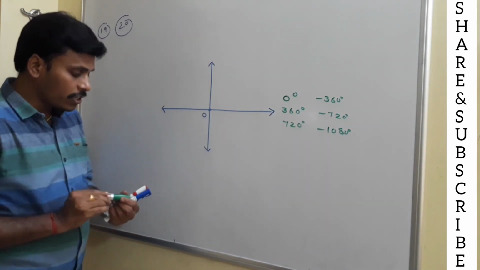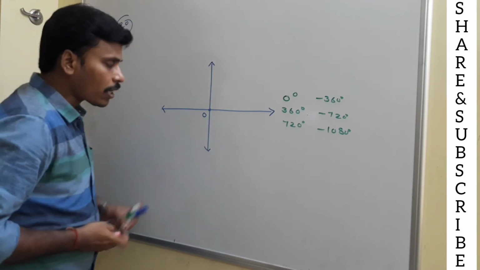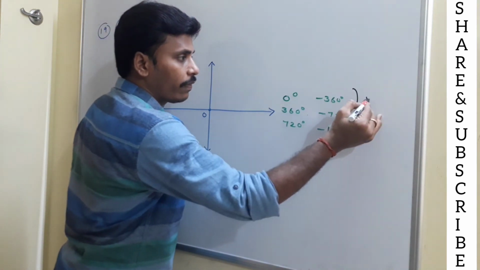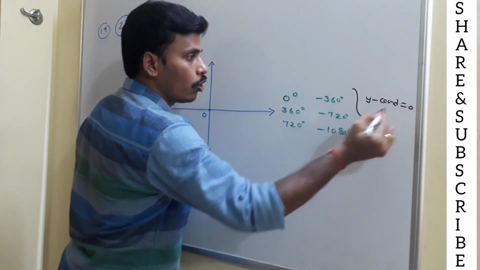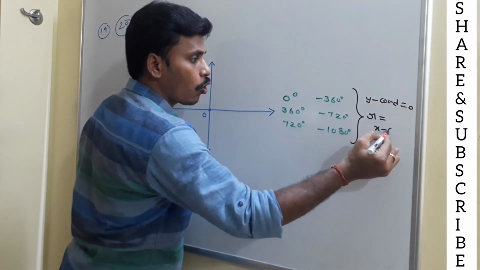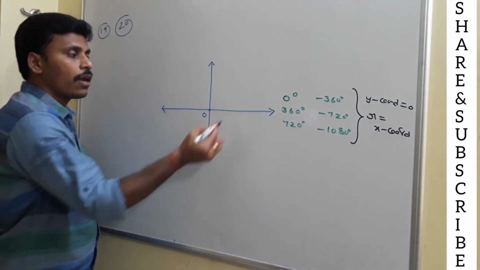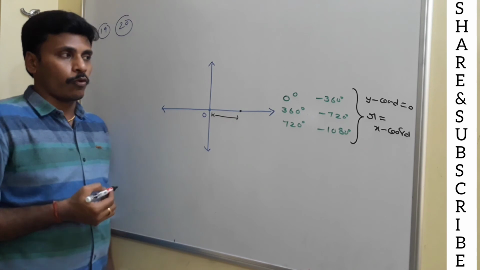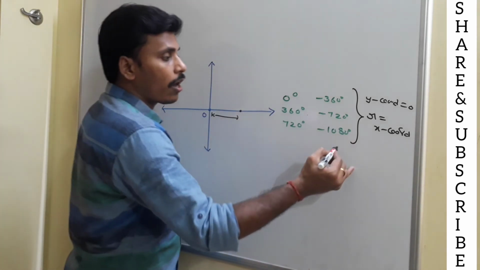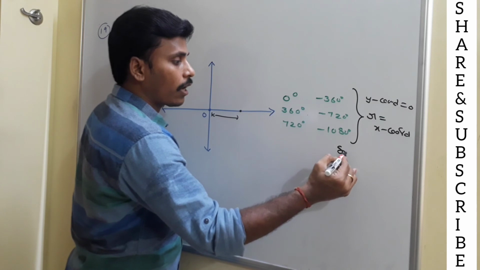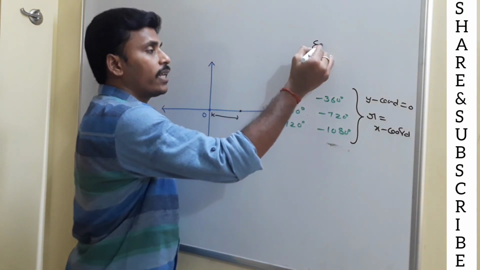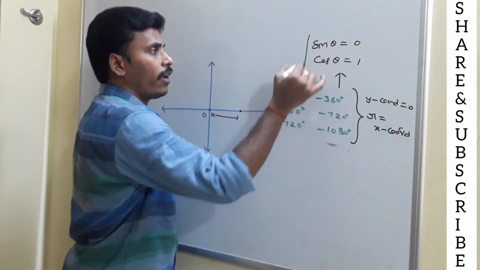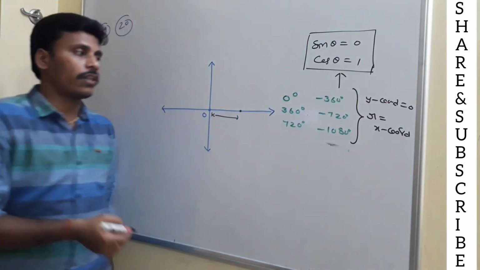After that, if this is the terminal ray on this line, if you take any point on this line, its y coordinate is equal to 0 and r is equal to the x coordinate. As I mentioned in the previous case, if this is the point, this distance is nothing but the x coordinate of this point. Since the y coordinate is 0 and r is equal to the x coordinate, you can conclude that sine theta is equal to 0 and cos theta is equal to 1. For this ray, always sine theta is 0 and cos theta is equal to 1.